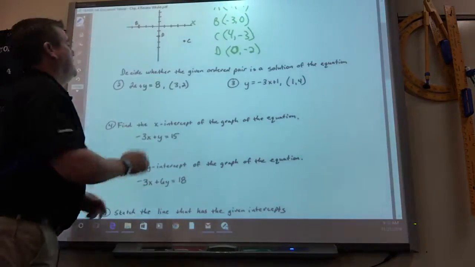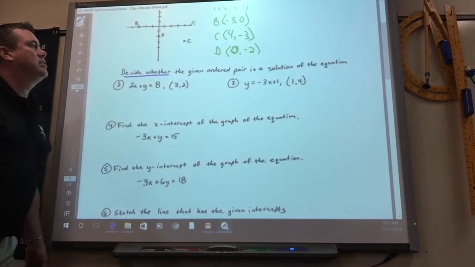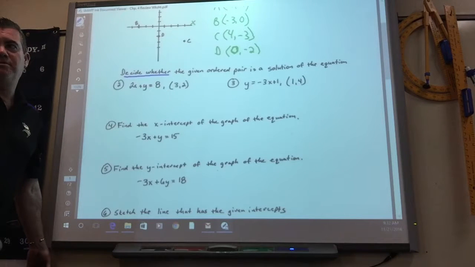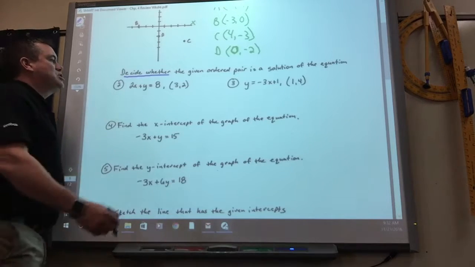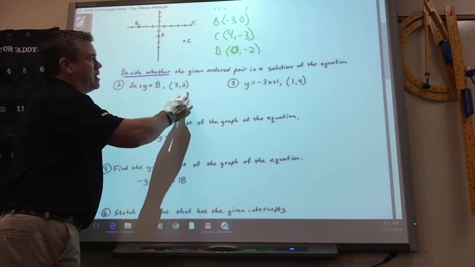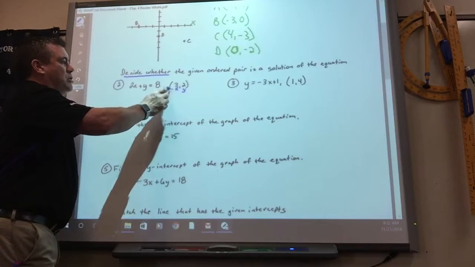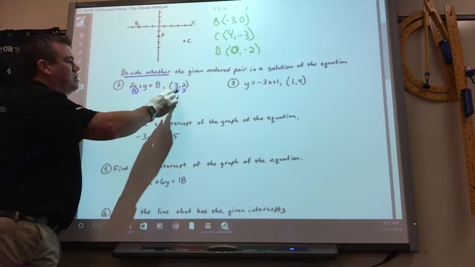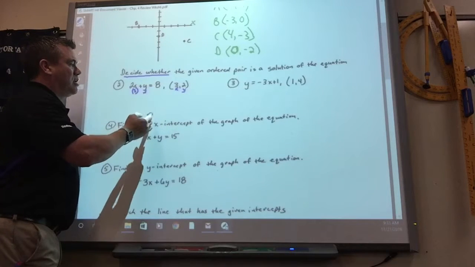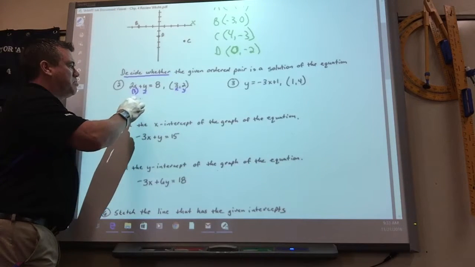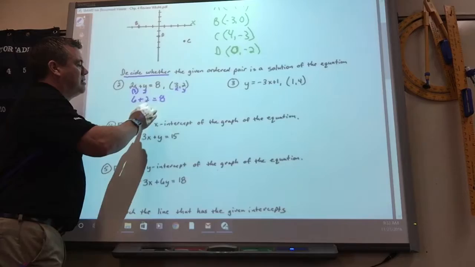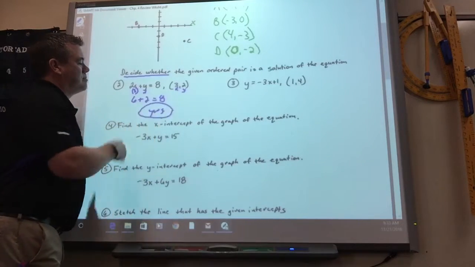Okay, decide whether the given ordered pair is a solution of the equation. What are your answers going to be? Yes or no. So, remember, here's an ordered pair. This is the x, that's the y. So you just plug those in there. Put 3 in for x, 2 in for y, and figure it out. 2 times 3 is 6, plus 2, does that equal 8? Yes.